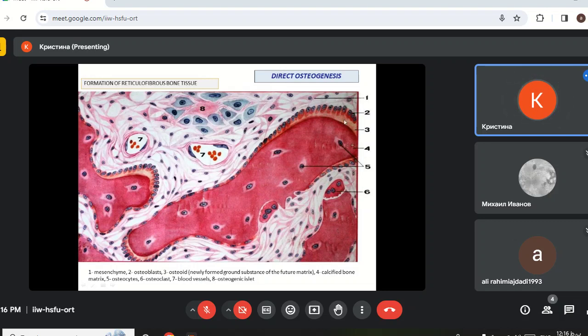This area, lightly stained area, is the non-mineralized material, which is called osteoid. Osteoid is the newly formed ground substance of the future matrix. In the next stage it will be mineralized. Osteoclast here is the multinuclear cell. It contains a lot of cell nuclei, and it breaks down the bone tissue in this area.